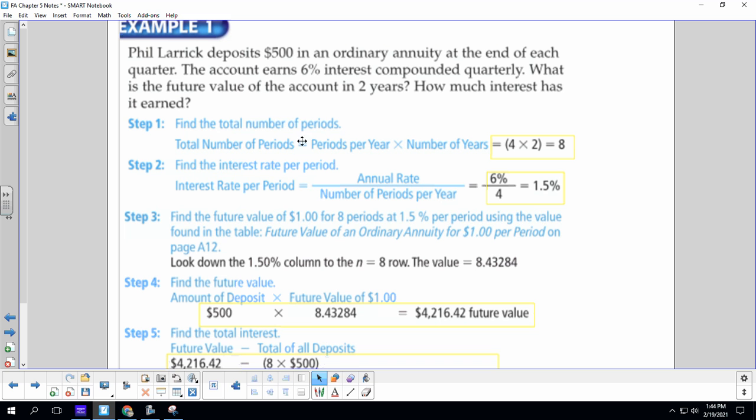So the first thing we're going to do is find out how many quarters have gone by in 2 years. We take 4 quarters in a year times 2 years that have gone by, and we are looking at 8 quarters. The next thing we do is find the interest rate. The annual interest rate is 6%, and we're compounding it quarterly, so we're going to divide by 4. So our quarterly interest rate is 1.5%. Now we hop over to page A12.